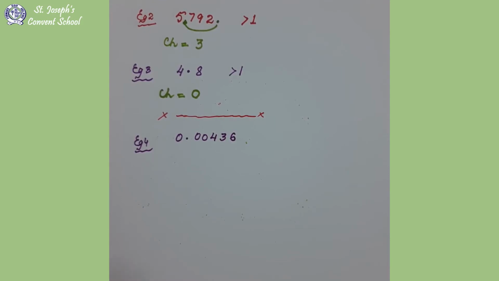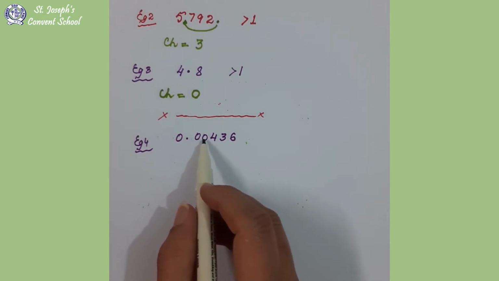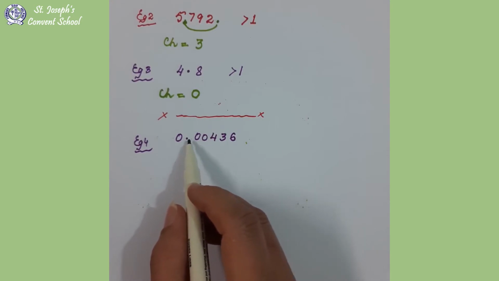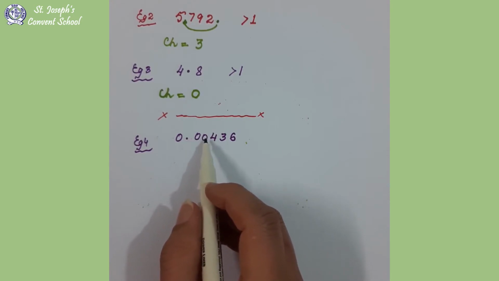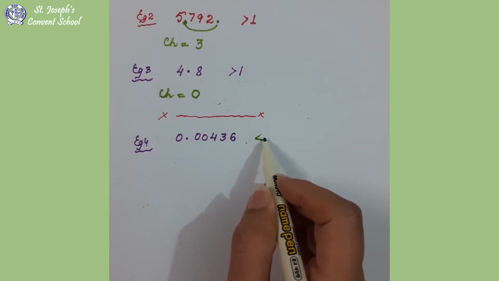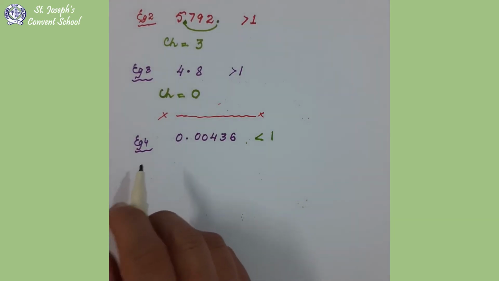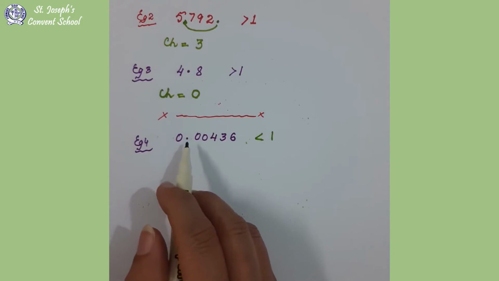So again the rule is the same. Now this number you can see it is 0.004. So this number is smaller than 1. 0.004 is less than 1. It means that you will get negative characteristic. Now the rule is the same: shift the decimal after the first non-zero digit.